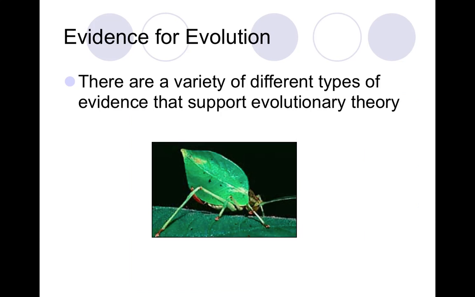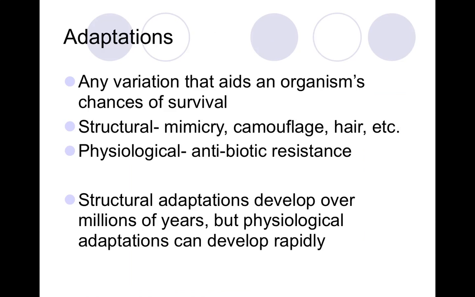What is some evidence for evolution? There's a variety of types of evidence that support the evolutionary theory. So we're going to talk about the individual ones. Number 1, adaptations. That's any variation that aids an organism's chance of survival. It could be structural, such as mimicry, camouflage, hair, etc. The bean activity we did was a great example of adaptation. And that would be a structural adaptation because that was camouflage.